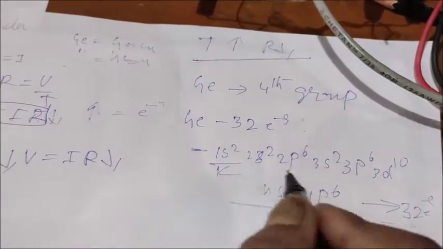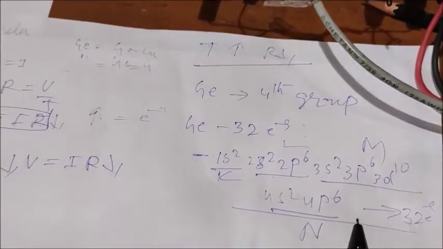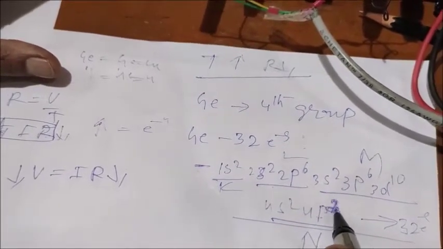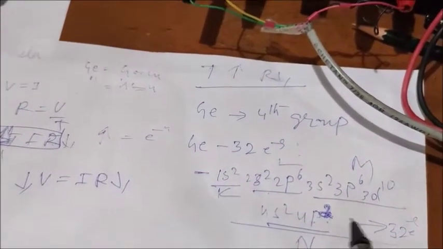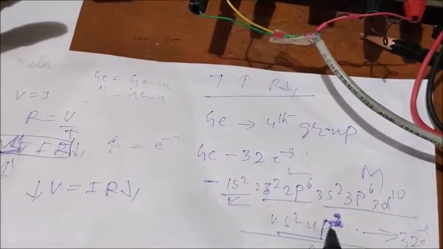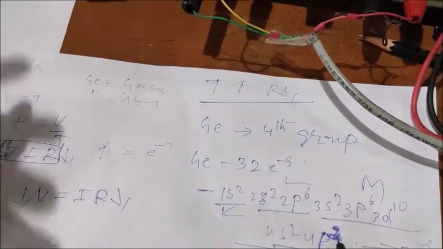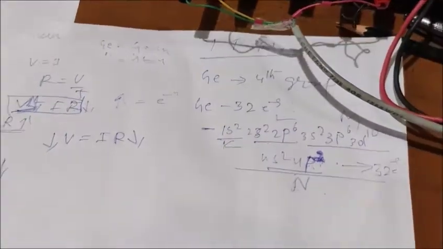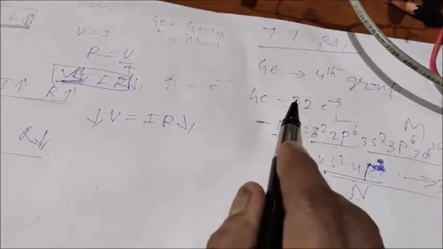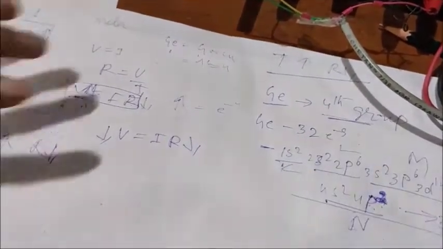So this is the K shell, this is the L shell, this is the M shell, and this is the N shell, the outermost shell. In the outermost shell, it is 4p2, so a total of 32 electrons. Now, in order to achieve the closed shell configuration in the outermost N shell, the p subshell, which holds 6, needs 4 more electrons. Because of that it has a valency of 4, since germanium belongs to the 4th group in the periodic table.